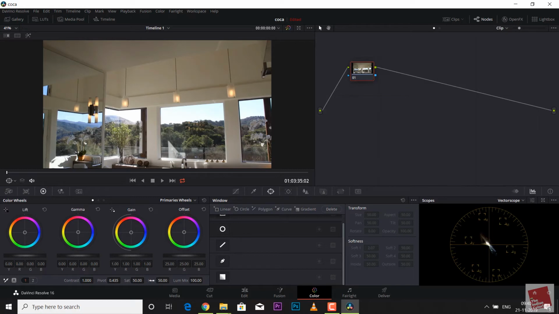Let's reset it. Notice what will happen also when I change the gain control here. Take a look at the scope.